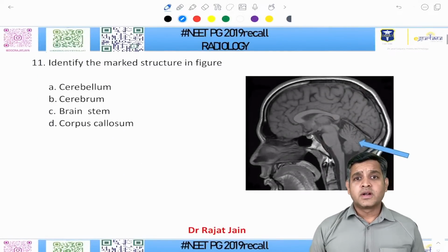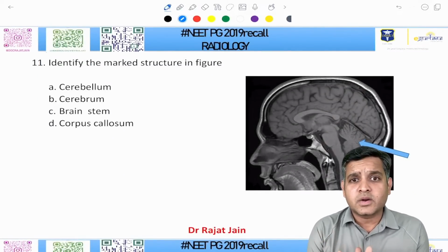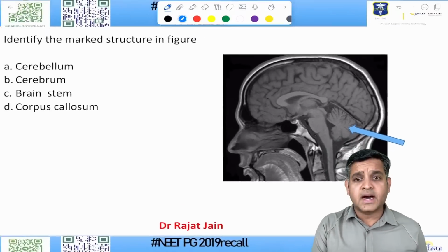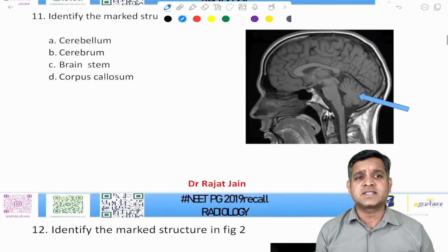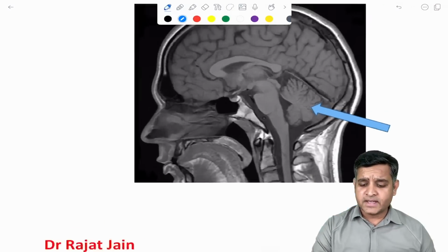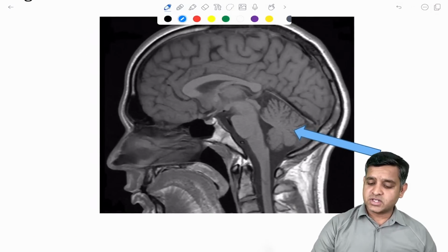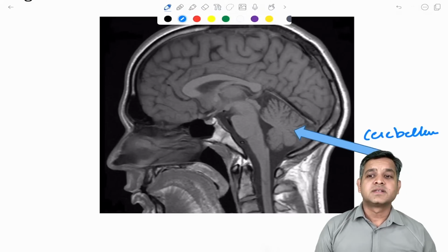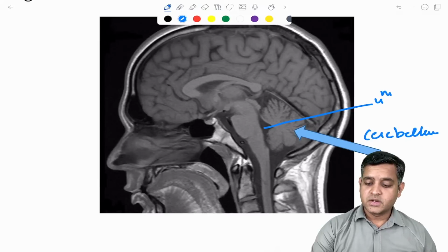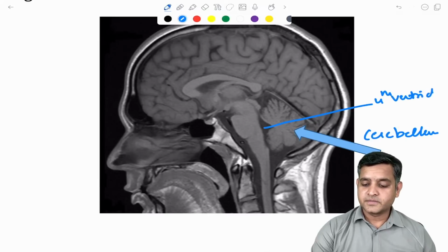Okay, now let us look at some questions where they commonly ask anatomy on a radiological section. NEET PG 2019, they asked such a simple question. Identify the marked structure. What is this marked structure? This is cerebellum, right? They might ask you this structure also. What is this structure? This is fourth ventricle.